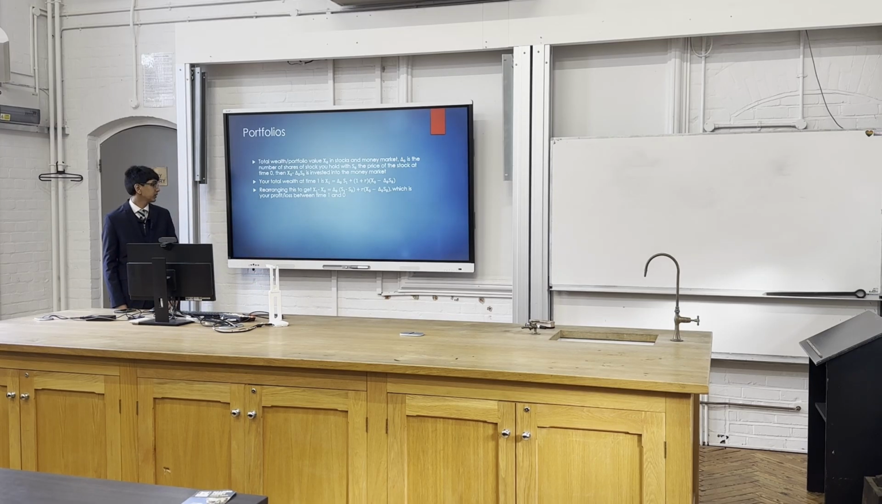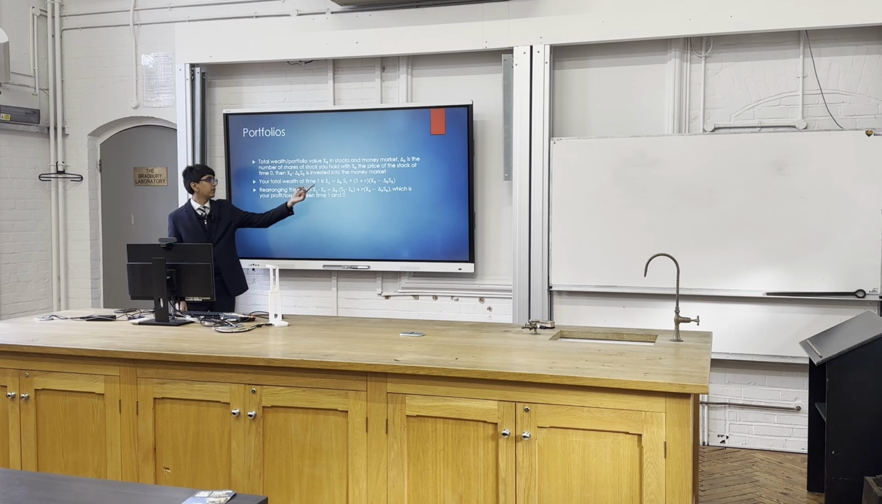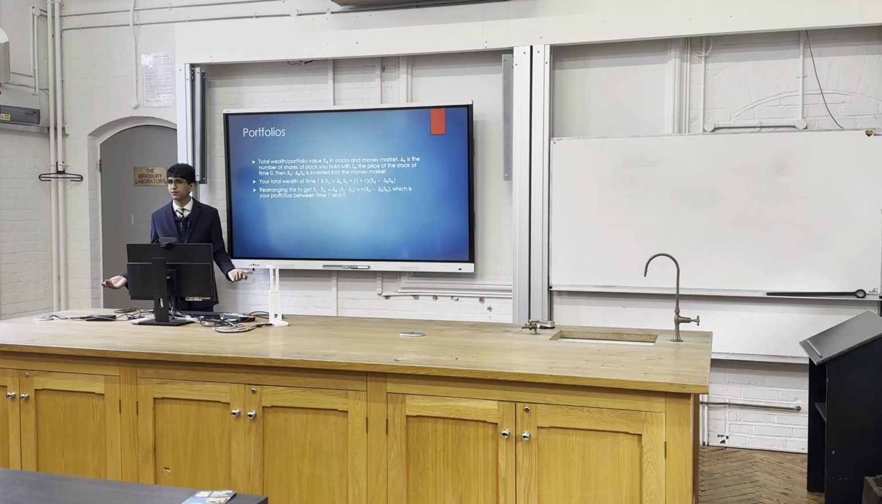So if we rearrange this top formula, we get x1 minus x0, which is your payoff or your profit or loss between time 1 and time 0, equal to the number of shares of the stock you hold times the difference in the stock price, S1 minus S0, plus the interest rate times the amount of money you have in the money market, basically.